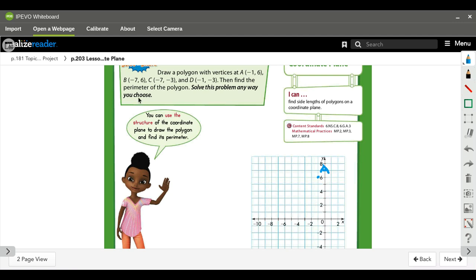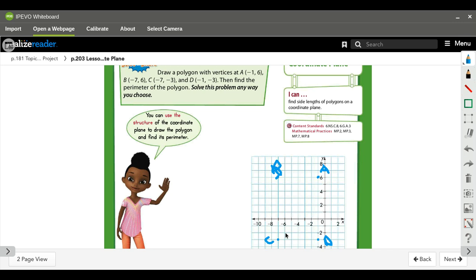And then I'm going to mark B, which is (-7, 6). So it's going to be on the same horizontal spot because my y coordinate is the same. So that's going to be B. And then I'll do (-7, -3). So it's going to stay on the same x coordinate line. So (-7, -3), and I'm going to mark that C. And then D is going to be (-1, -3). So D, (-1, -3). I'm going to mark that D.